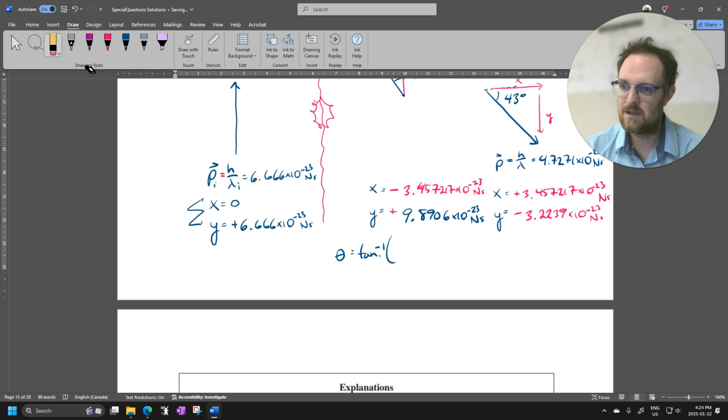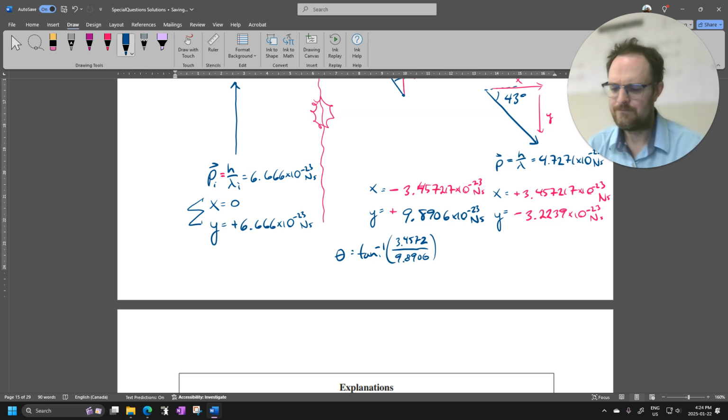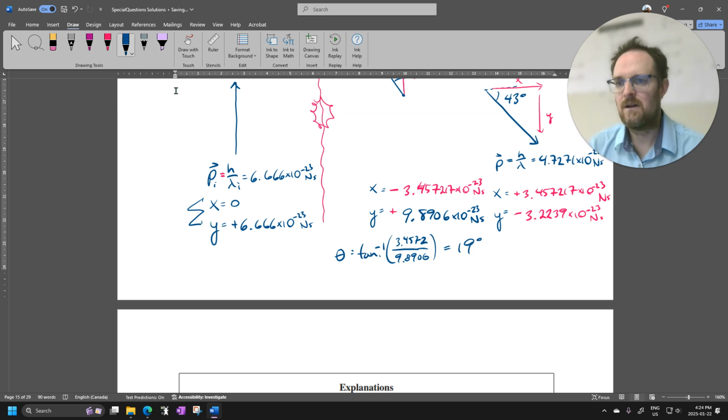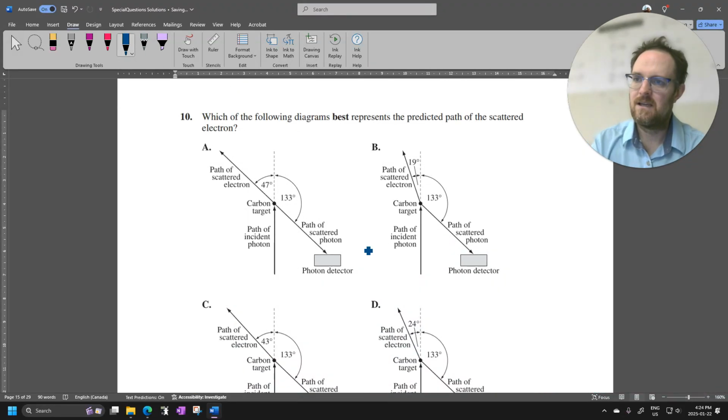So in my picture, I'm down here. That means I'm going to have to put the 3.4572 number in the top and the 9.8906 on the bottom. So tan inverse of 3.4572 divided by 9.8906. Get 19 degrees. Which is that one? So it's got to be B. There you go.